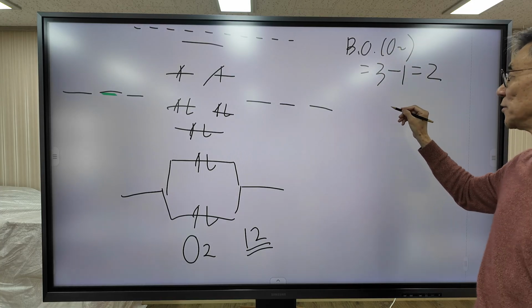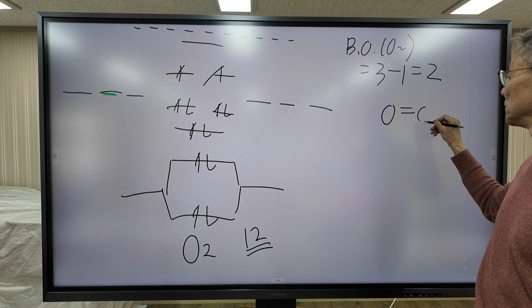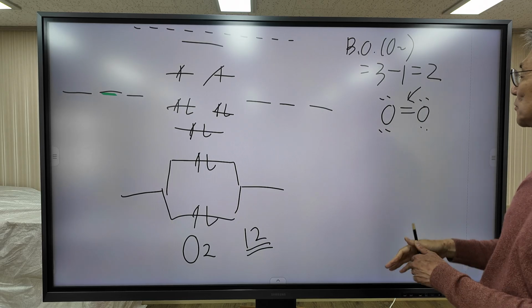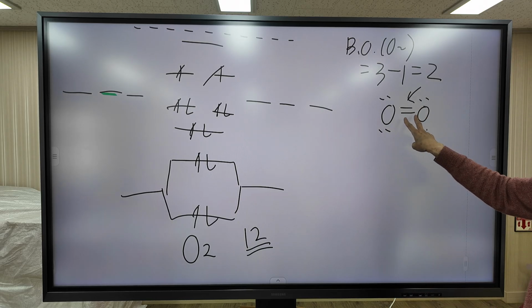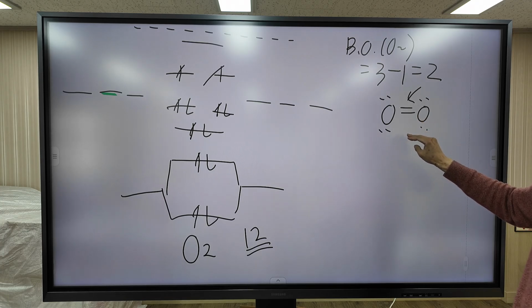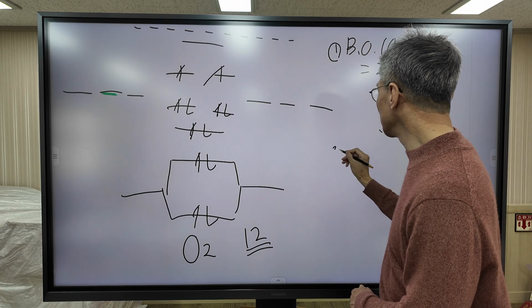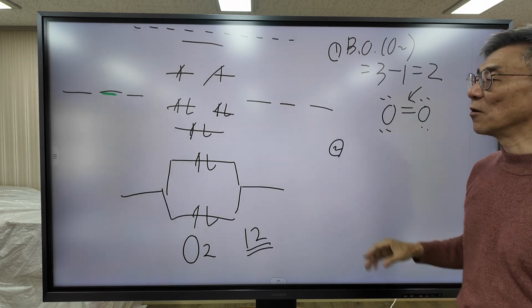But when you draw the Lewis diagram, the bond order is 2. So the bond order perfectly agrees with the Lewis diagram. Okay. Now, what is the magnetic property of O2?